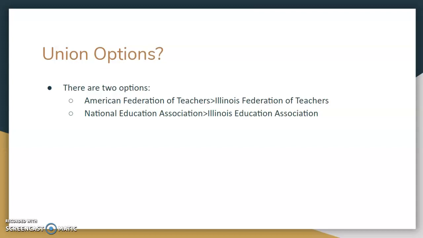What are our union options? There are two options. Now, your school makes this decision for you. You don't get to pick your independent union. However, you can join a separate union and be part of two at the same time. So there are two union options that are the major unions. There is the American Federation of Teachers, which has the branch of the Illinois Federation of Teachers. And then there's the National Education Association, which their local branch is the Illinois Education Association.